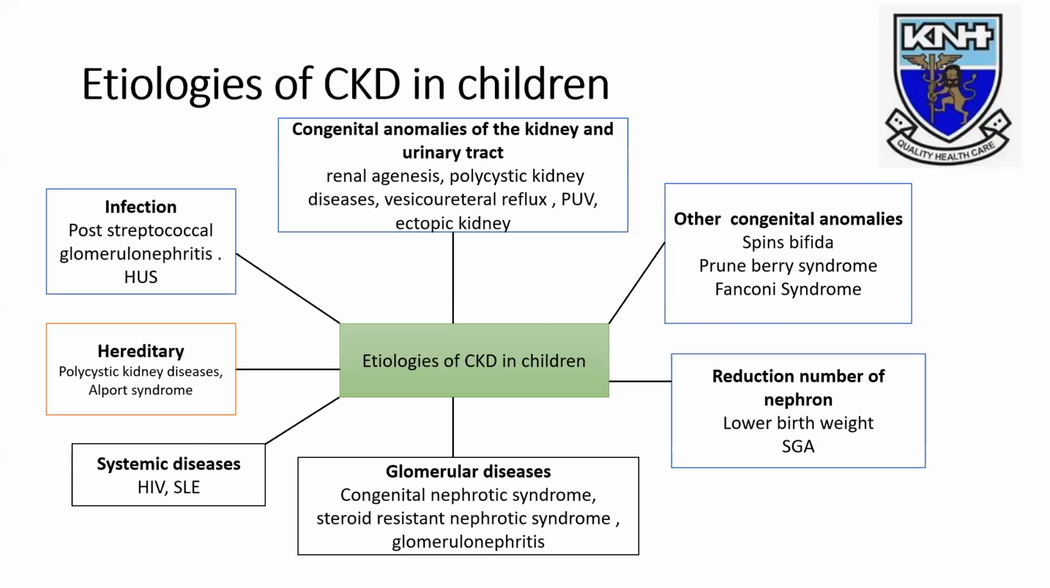Spina bifida and prune belly syndrome are associated with a poor voiding system of the bladder. You can also have a reduction in the number of nephrons, especially for children born with low birth weight or small for gestational age, because the number of nephrons is reduced and they can't generate new ones. So they tend to have chronic kidney disease and other metabolic syndrome diseases like hypertension, diabetes, and atherosclerosis. Also, you have glomerular diseases like congenital nephrotic syndromes, steroid resistant nephrotic syndrome, and all other glomerulonephritis.